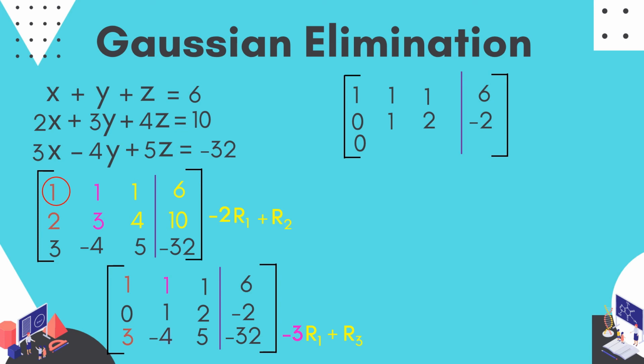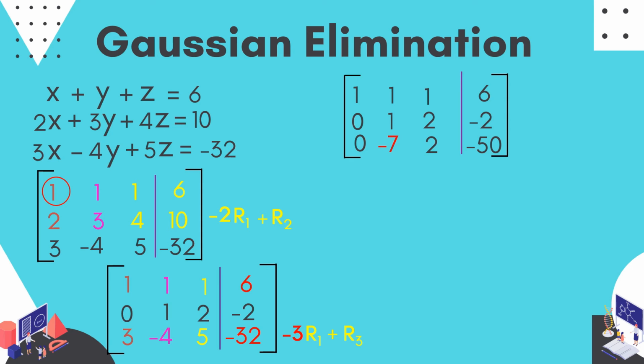Negative 3 times 1 is equal to negative 3 plus negative 4 is equal to negative 7. Negative 3 times positive 1 is equal to negative 3 plus 5 is equal to positive 2. Negative 3 times 6 is equal to negative 18 plus negative 32 is equal to negative 50. So, let's look into our new matrix.